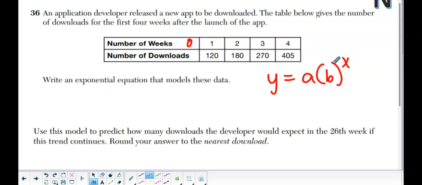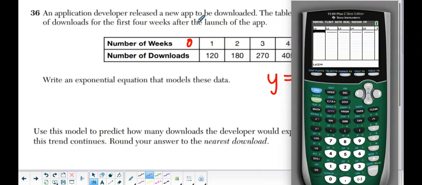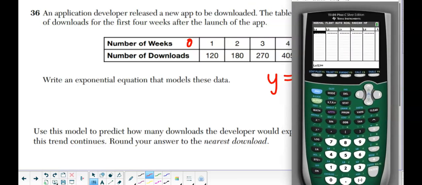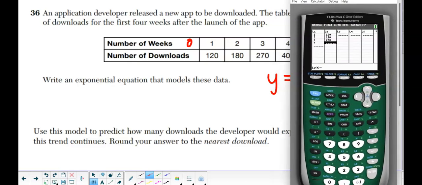So I could either work my table backwards, figure out this pattern, right? Or I could use my regression equation, regression on my calculator here. So here's what I'm going to do. I'm going to go to Stat Edit, and I'm going to enter 1, 2, 3, 4 into my list 1. Into my list 2, I'll type 120, 180, 270, and 405.